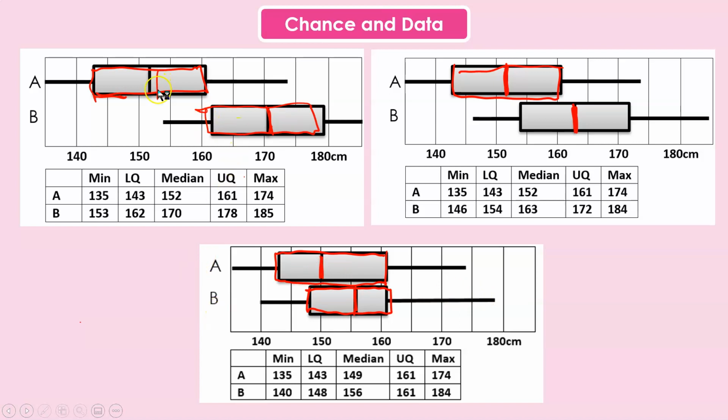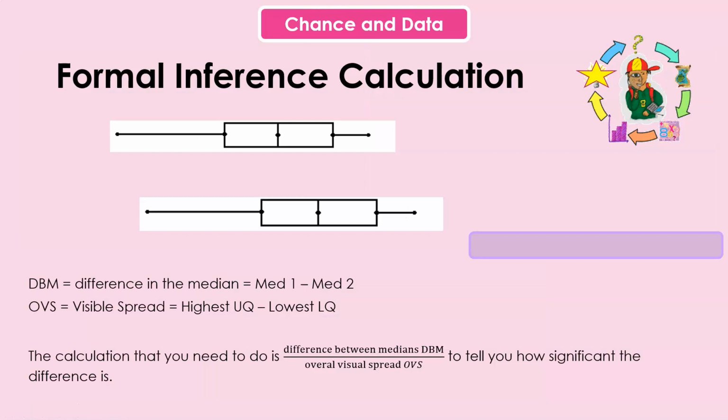It's less likely in this one that if I took another sample, it'd be unlikely to see a situation like this, or in fact that the medians are reversed. So to also help us make this calculation, we can make what we call the formal inference calculation. It's a little bit complicated to get your head around, but once you do, it's pretty straightforward.